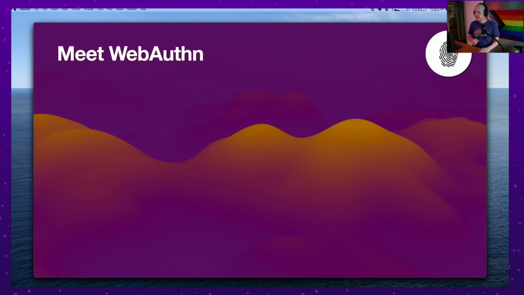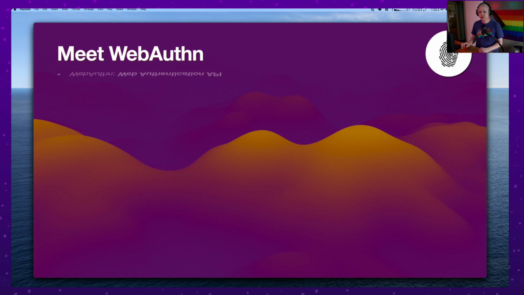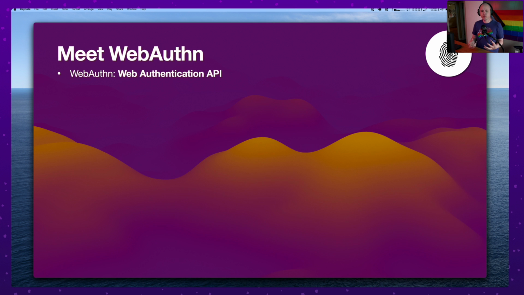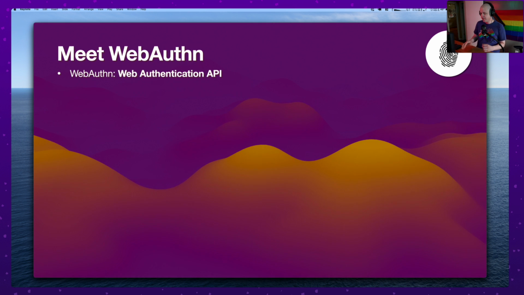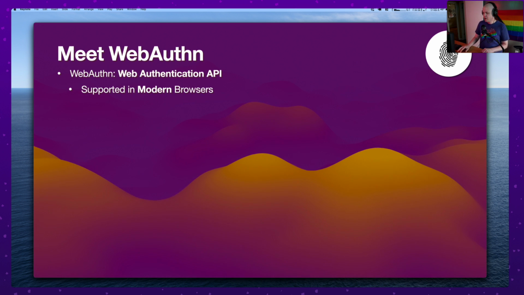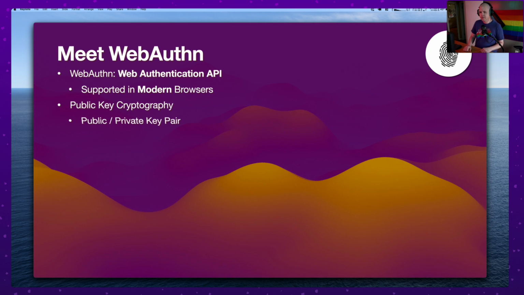What we want to focus on today is the future and how it's going to be nice for us and for our users. So WebAuthn is an abbreviation for the Web Authentication API. This is supported in modern browsers. It uses public key cryptography.